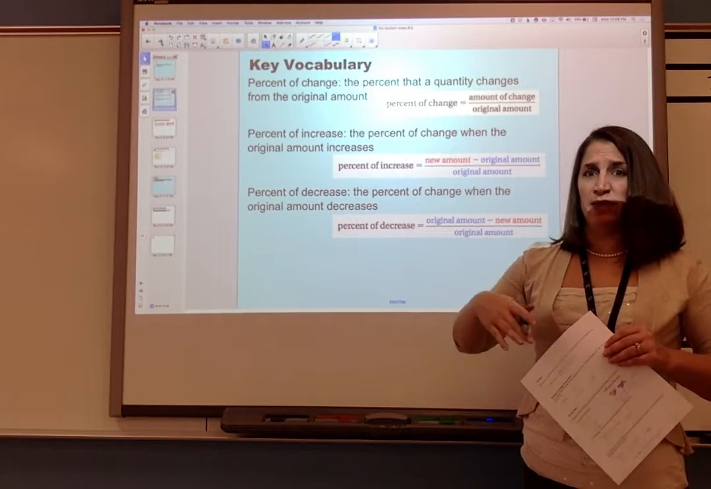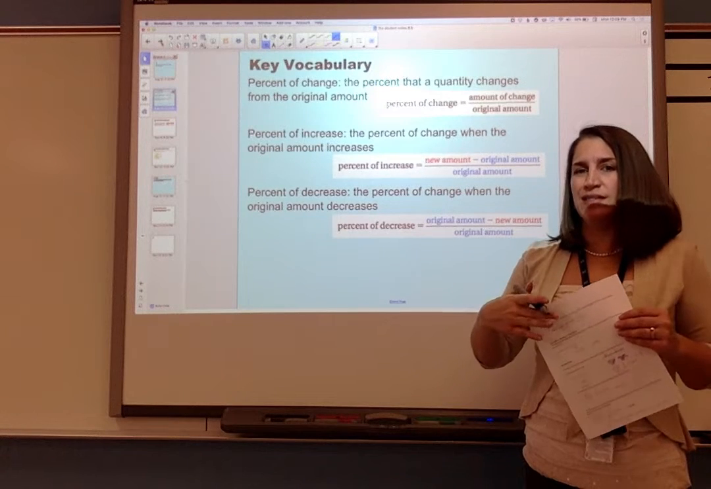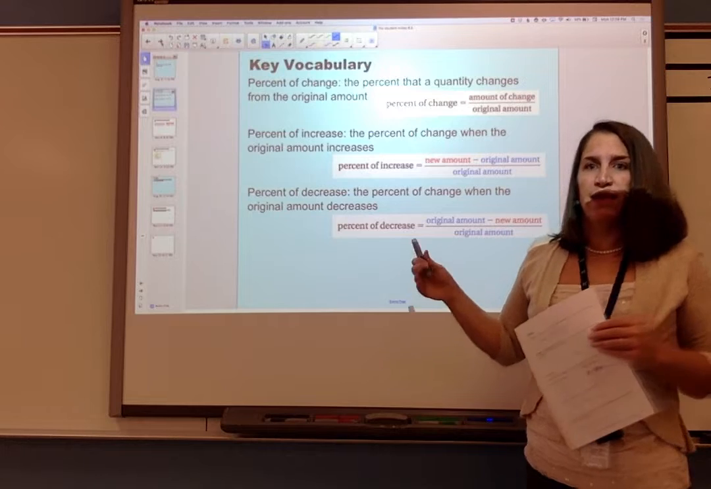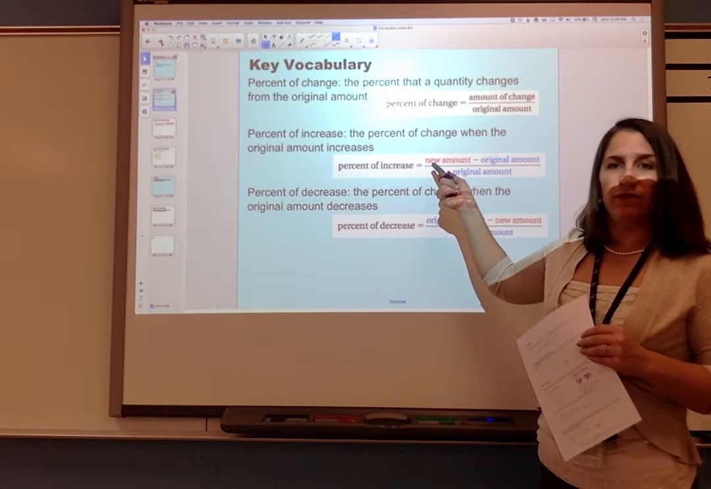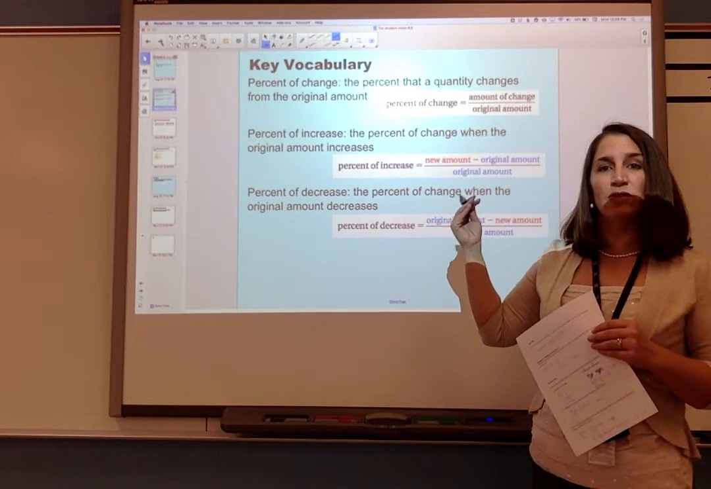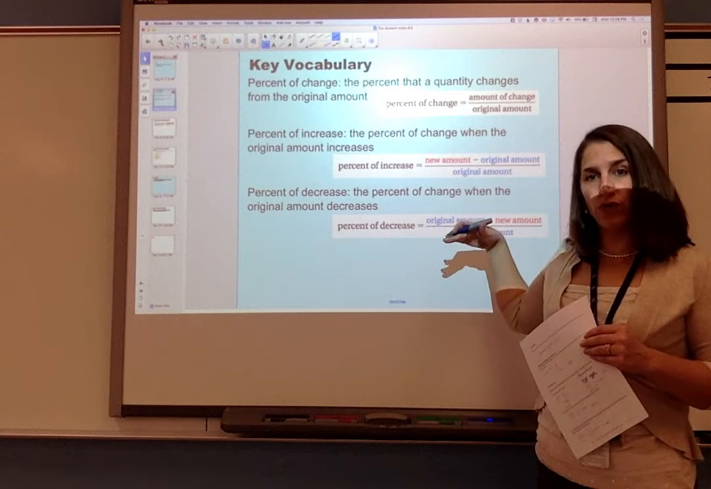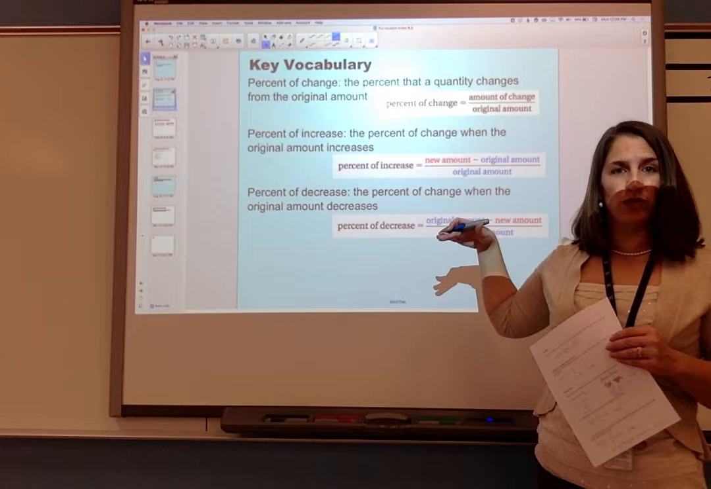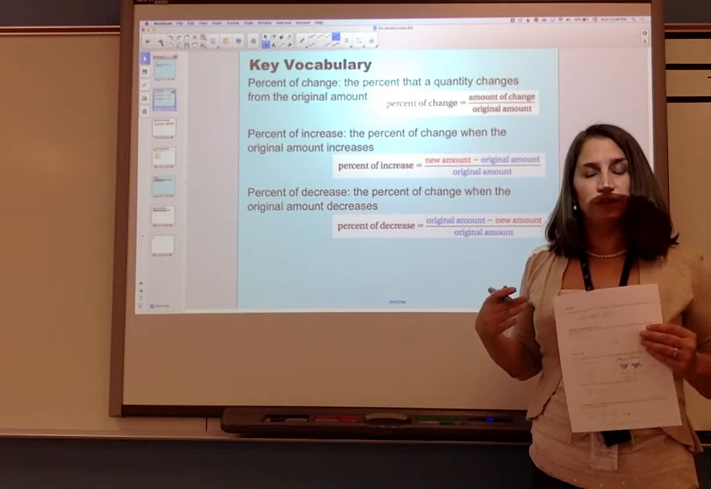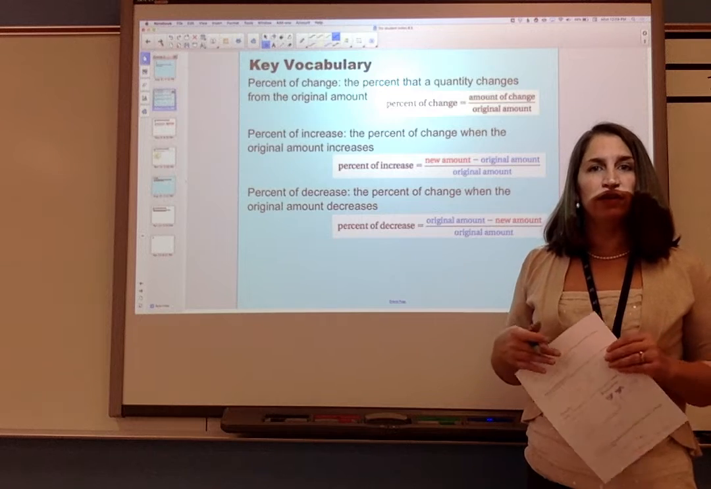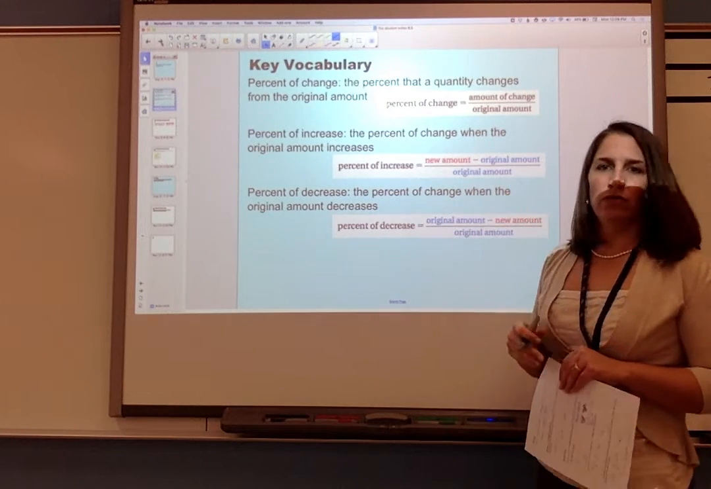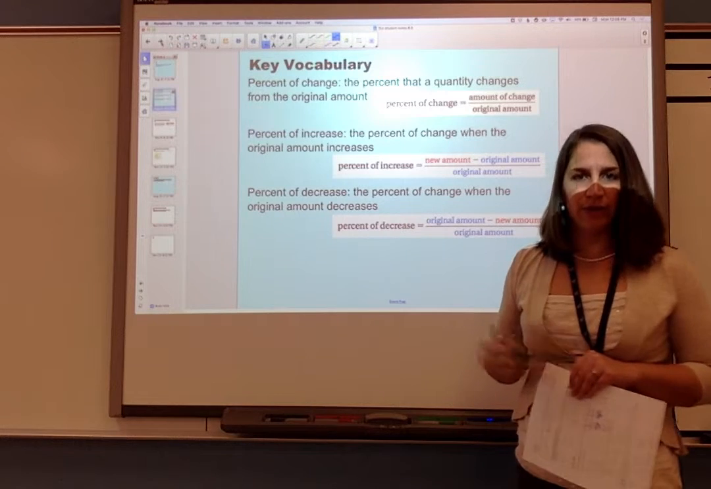Percent increase is the percent of change when the original amount increases. So in this case, maybe something is marked up. It was $10 and now it's $15. That would be the new amount, which would be 15, minus the original amount, which would be 10. So it's an increase of 5 over the original amount, which was 10. So in that case, it would be 5 out of 10, 50%, would be an increase of 50%. New amount minus the original amount over the original amount.